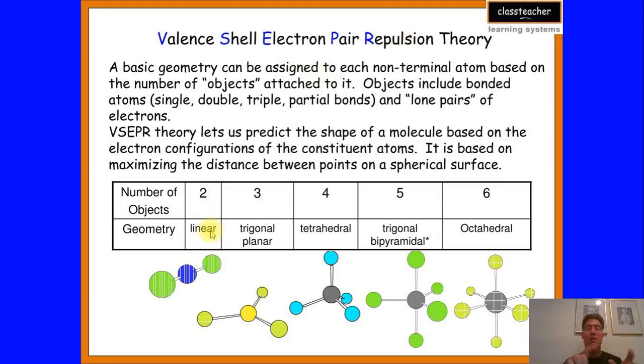So again, you can just do this with balloons. If you tie two balloons together, they're going to orient themselves 180 degrees. If you tie three balloons together, they're going to orient themselves 120 degrees apart. If you get four balloons, they're going to orient themselves like a tetrahedron, 109 degrees apart. So on with 5 balloons and 6 balloons and so on. So this lets us predict the shape of a molecule based on the electron configurations of the constituent atoms. And basically, the atoms are going to get as far apart as they possibly can to prevent any crowding.